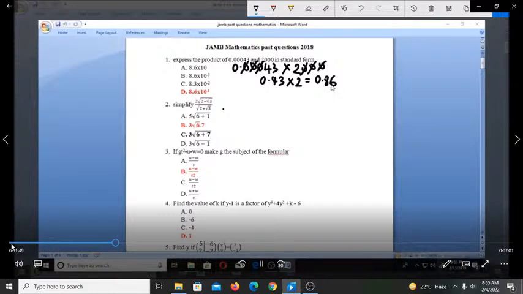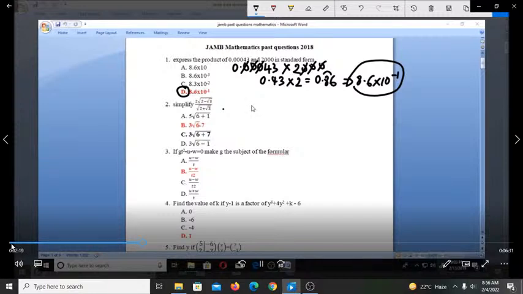Now to convert 0.86 to standard form, if you take this point here and go over by 1, you now have 8.6 times 10 to the power minus 1. So 8.6 times 10 to the power minus 1, that is the answer, and that is why D is the answer, and that's why I marked it in red. So my answers are in red.